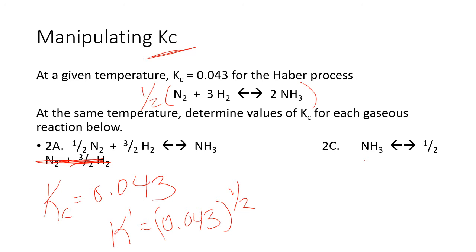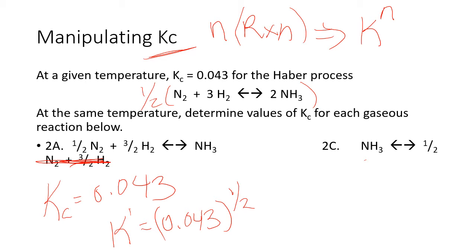So anytime I take my reaction and multiply it by n, what happens to my K is it is now going to be K raised to the n, like we see here. So for 2a, what we did is we multiplied this whole expression by 1/2. So to find my new K, I just took my original K and raised it to the 1/2 power.